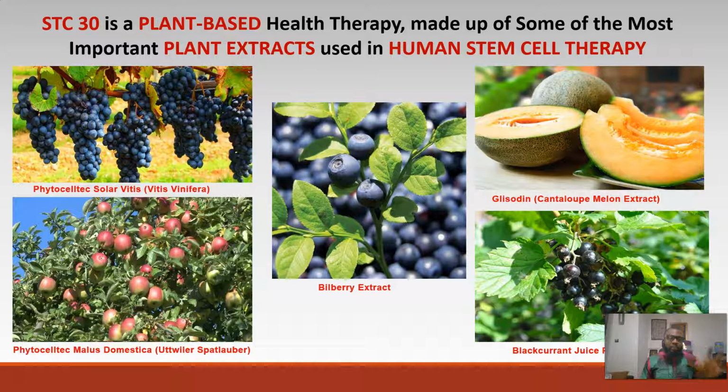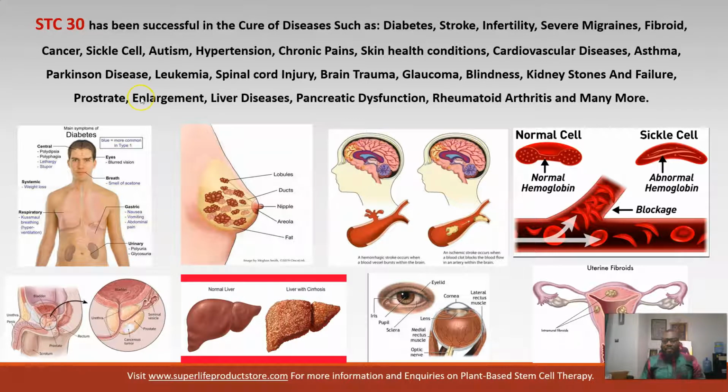So these 5 are among the most potent plant extracts that have shown amazing results in the treatment of human diseases and the proliferation of our stem cells, achieving a wholesome, holistic, healthy person. These are the miracle workers, like I always call them. And STC30, which you can call Superlife Total Care 30 or stem cell 30, is what I basically call it.